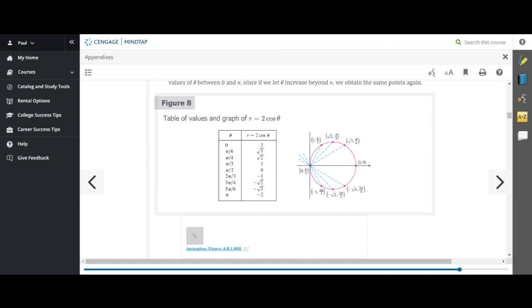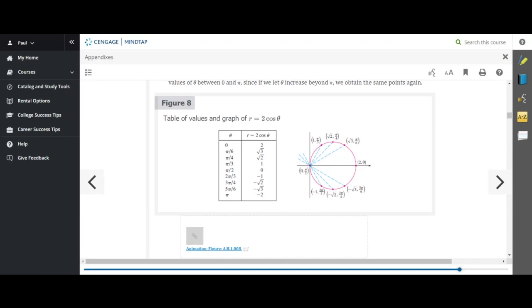Back when I was in college, this is how we had to do it, and it's fine. But of course, you have Desmos to help you. So let's go to Desmos, and I'll show you how to graph this polar graph. How many want to see what Desmos can do? Wow, a lot of hands up on that. Okay, all right.